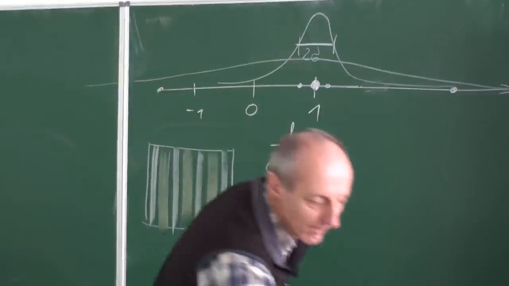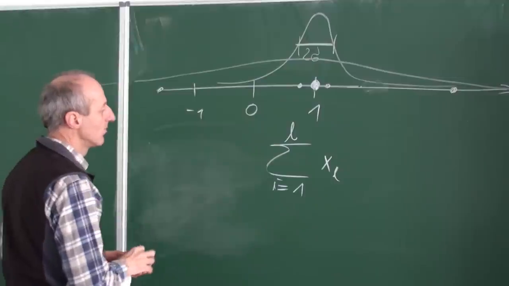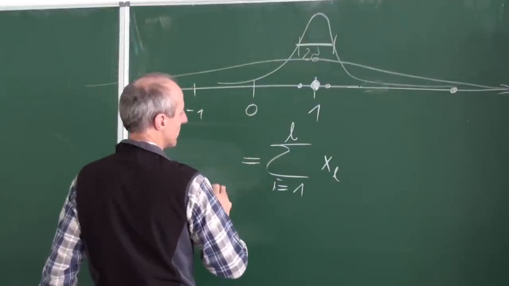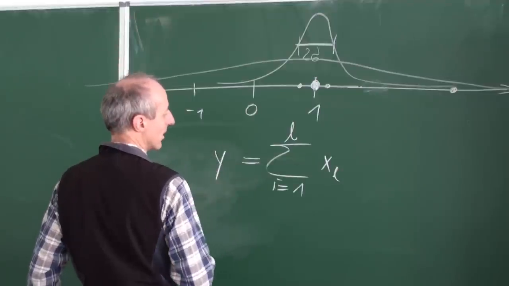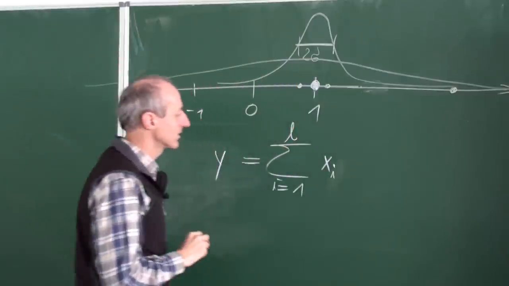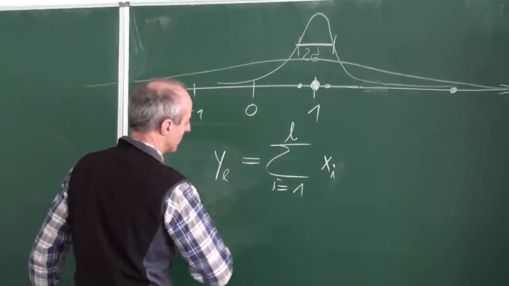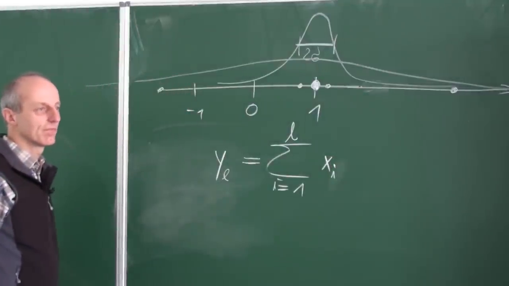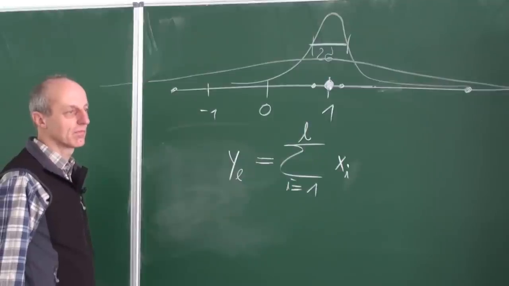So, yeah. We call this sum, we give it the name y. Oh, and here, of course, we have to use an i as an index. Let's call it y_L, because it's the sum of L random variables. What do you know from the central limit theorem?